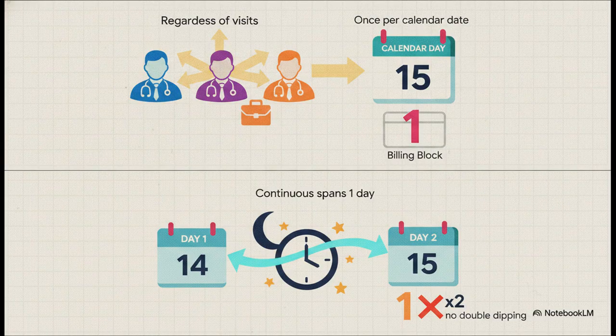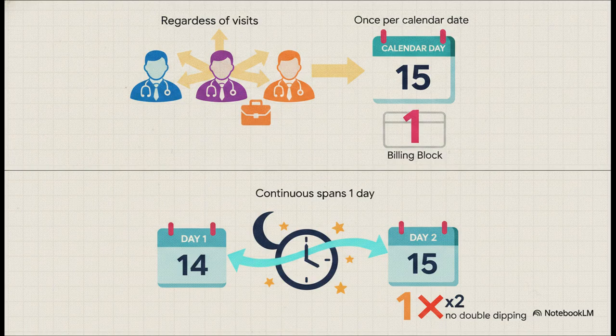You report this code only once per calendar date per patient. It absolutely does not matter if there are 5 different visits by different covering doctors in the group. If an on-call provider is covering the delivery unit, the daily charge is billed once, period.